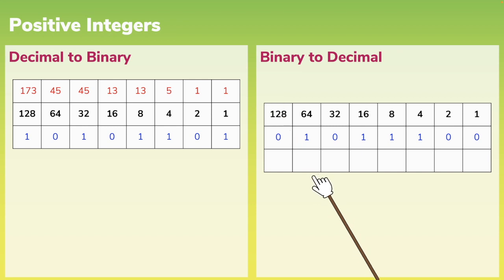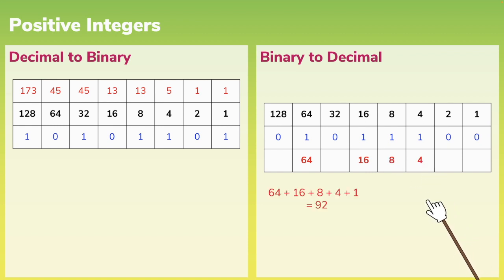Now for this binary number here, 01011100. To convert it to decimal, we make a note of where all the ones are, and then we simply add them up. So 01011100 in decimal is 92.